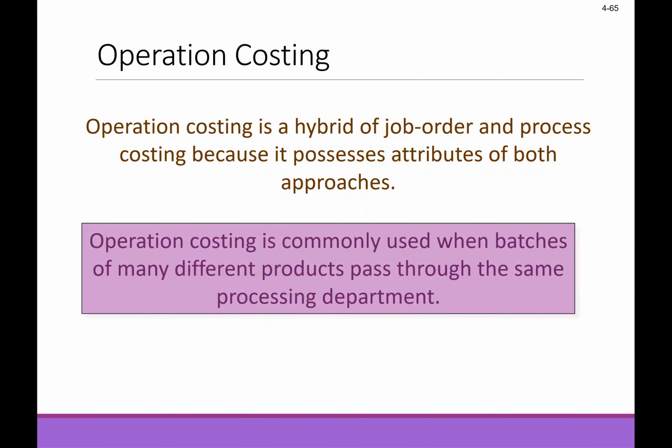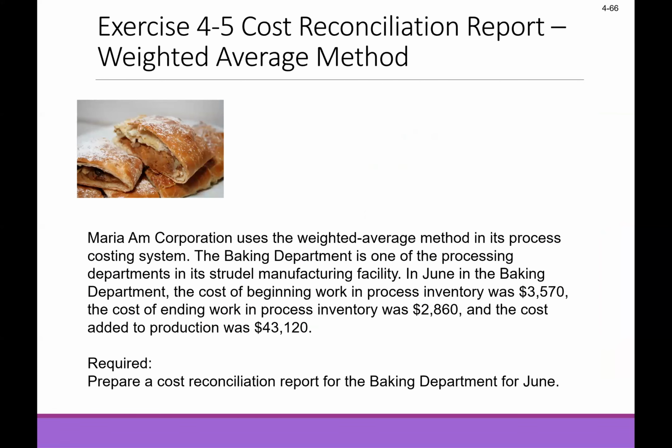Now, we're dealing with process costing. They're talking about something called operation costing here, where it's got a little bit of both. Operation costing is kind of a combination between job order and process costing. Now, again, they just want a cost reconciliation report like we just looked at.